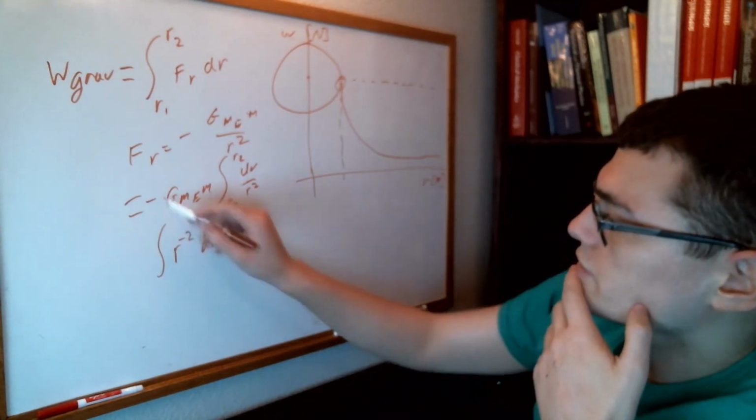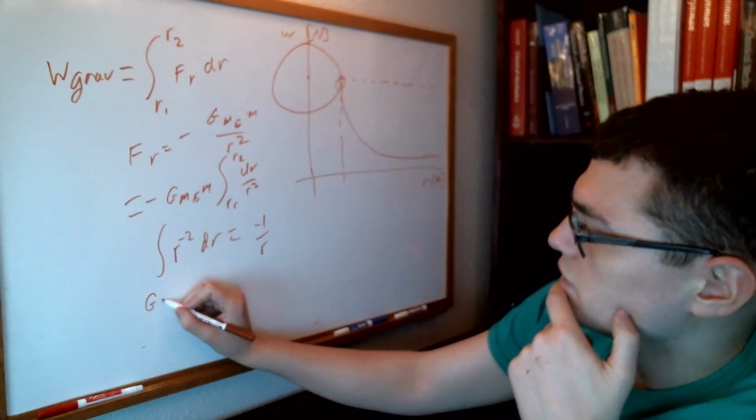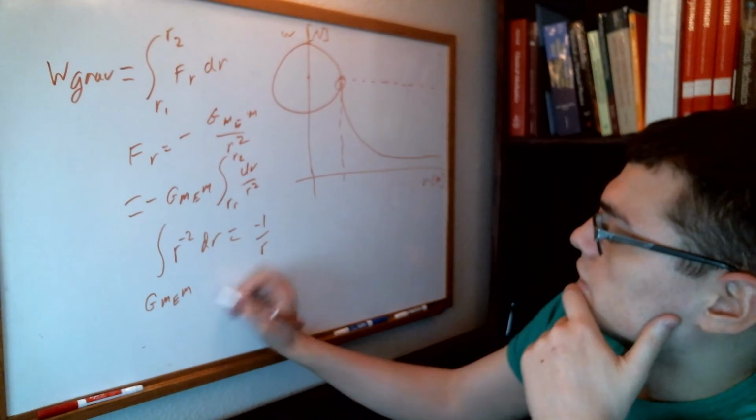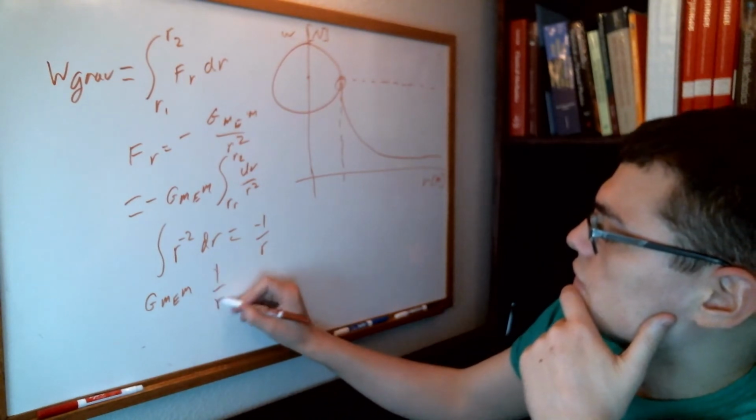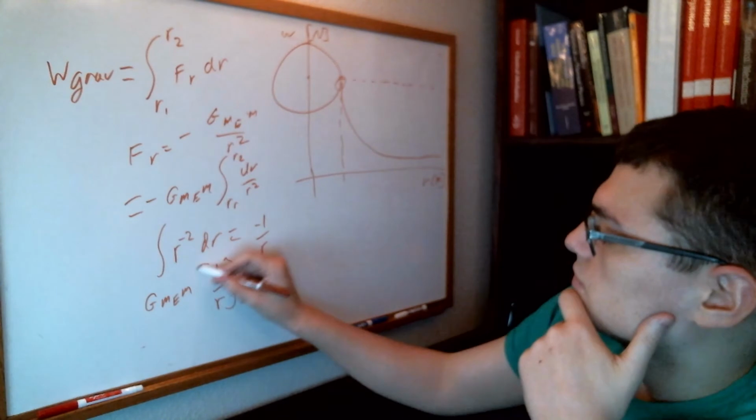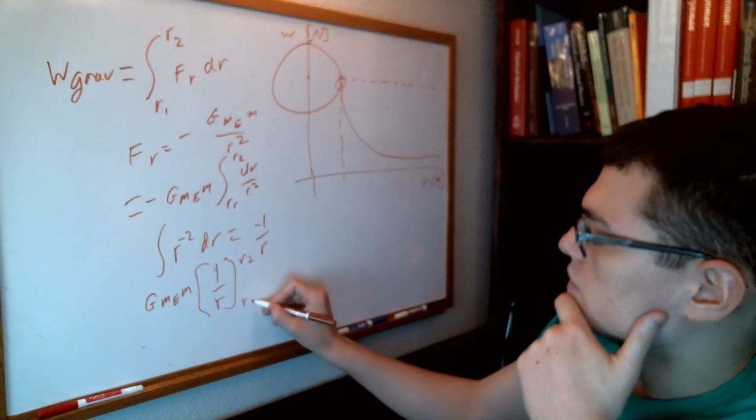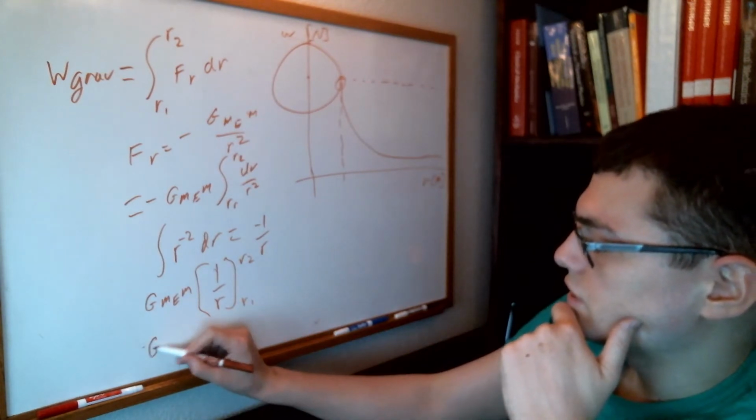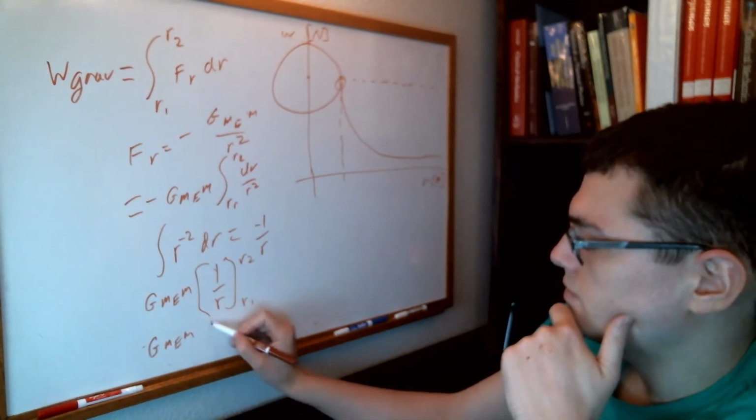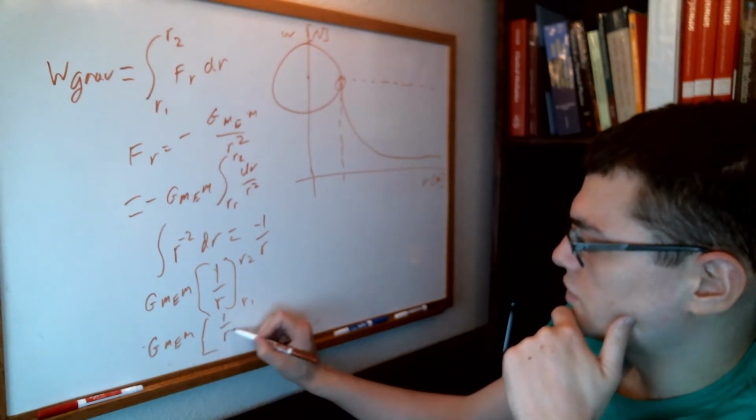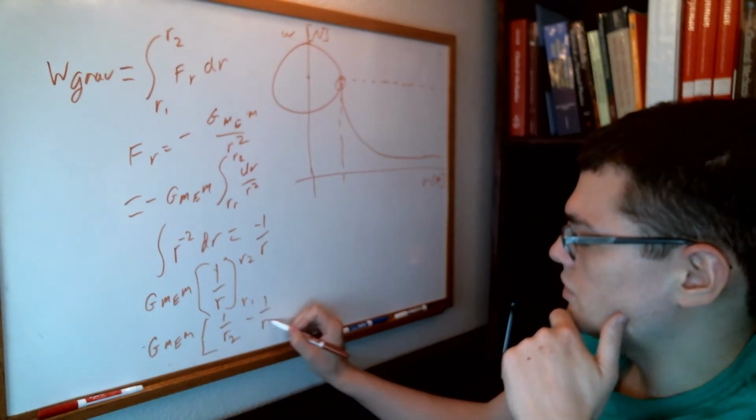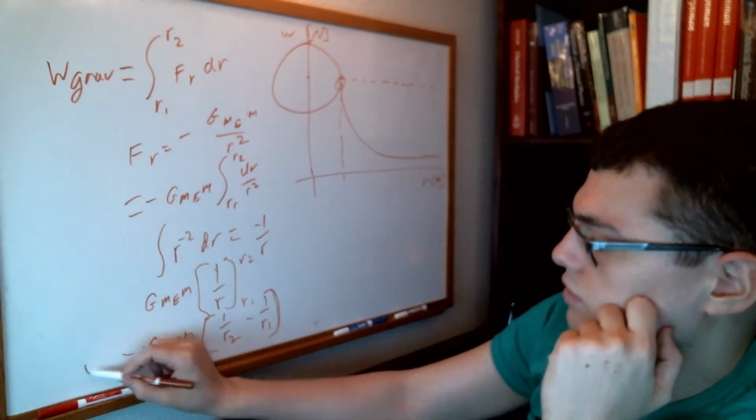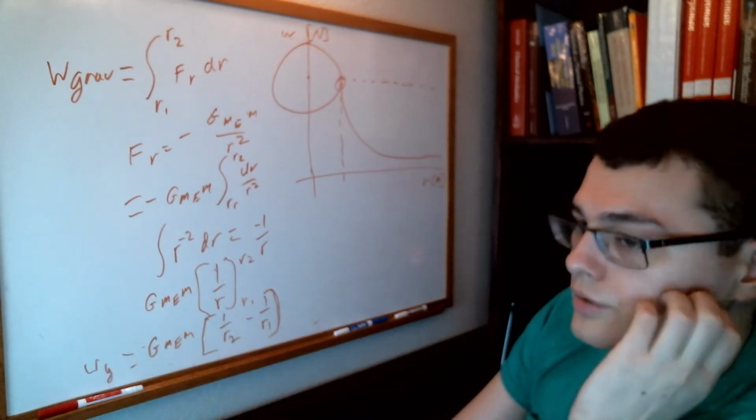And this negative cancels with the negative on the outside, so this is going to be G M_E m of 1 over r evaluated from r2 to r1. And so then this is going to give us G M_E m times 1 over r2 minus 1 over r1. And so then this is going to be our work, W_g.